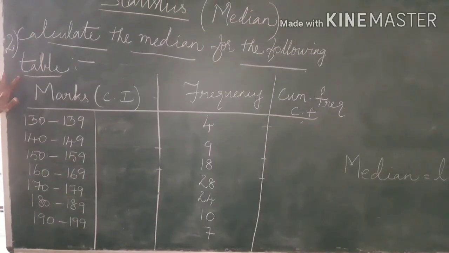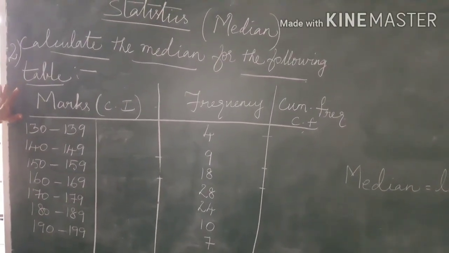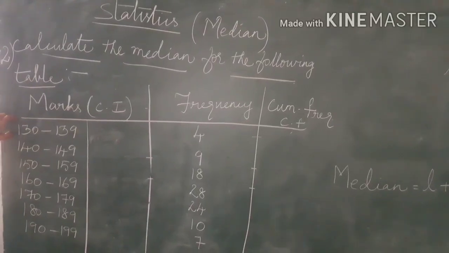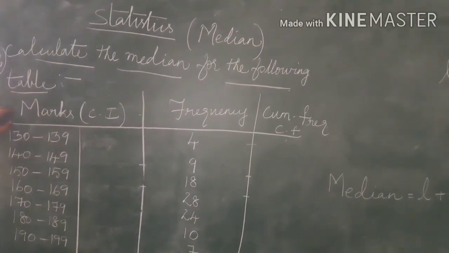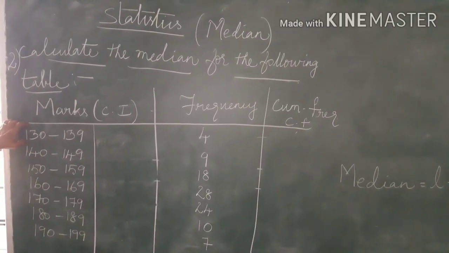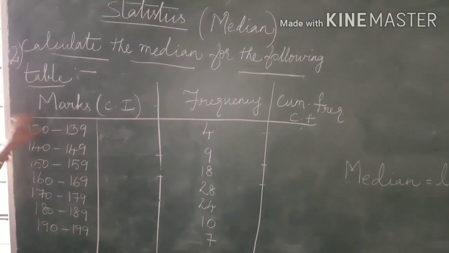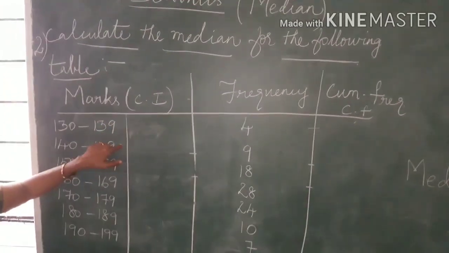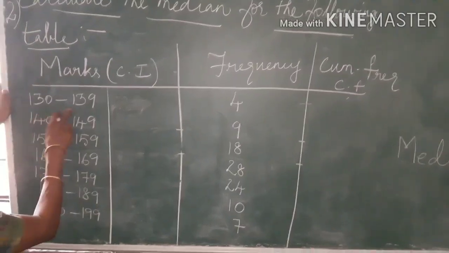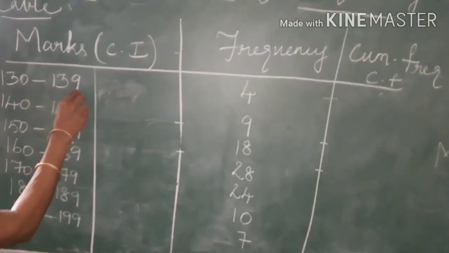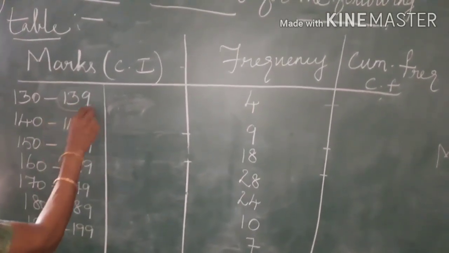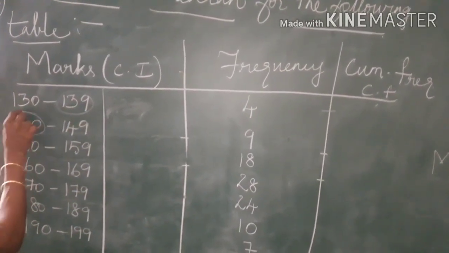Again, let me do how to calculate the median for the grouped data. Here the class interval given is not continuous. So whenever you are asked to calculate the median, you have to check whether the class interval is continuous or not. If it is not continuous, you have to make it continuous, and only then can you calculate the cumulative frequency. So first, let me take this one, 130 to 139. How to make this continuous? Here, 139, the next class interval starts with 140.